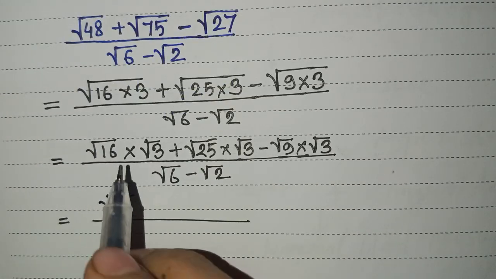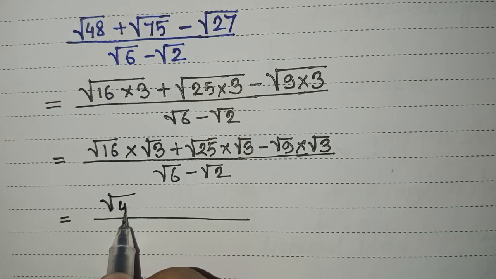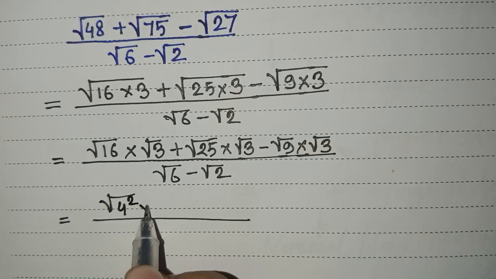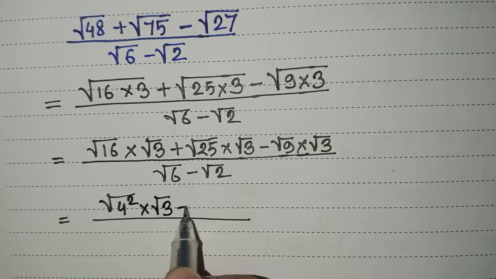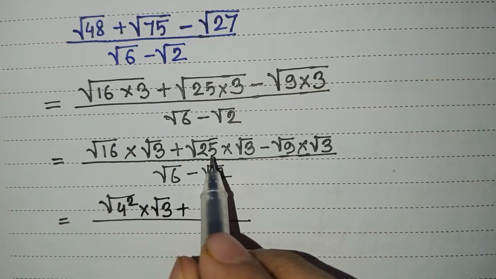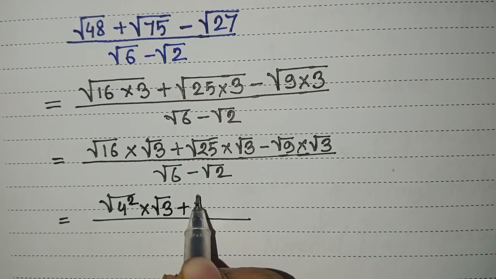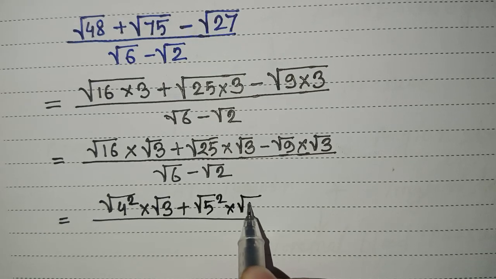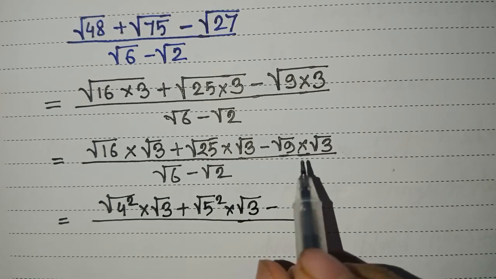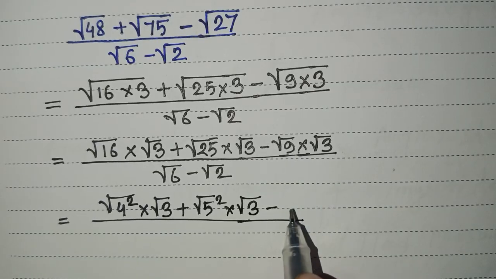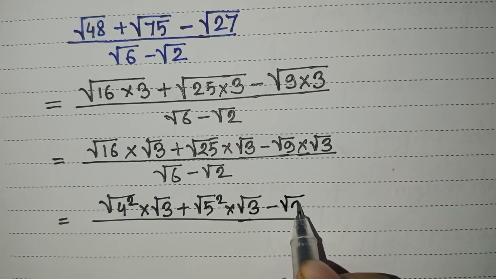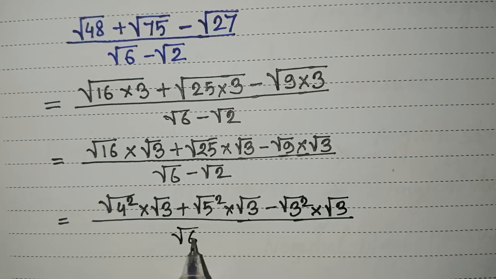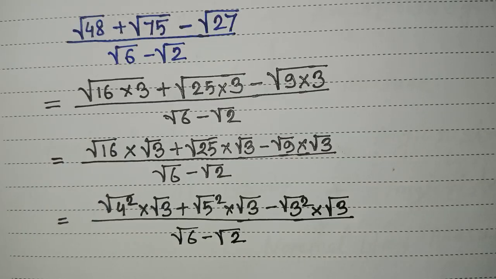Root of 16 can be written as root of 4 square times root of 3, plus here root of 25 can be written as root of 5 square times root of 3, and here root of 9 can be written as root of 3 square times root of 3, all over root of 6 minus root of 2.